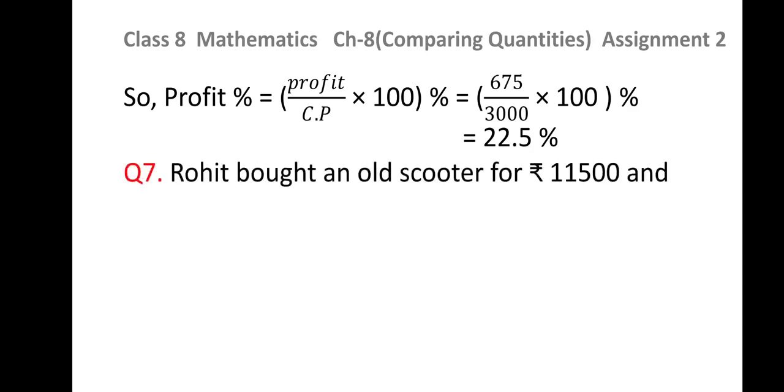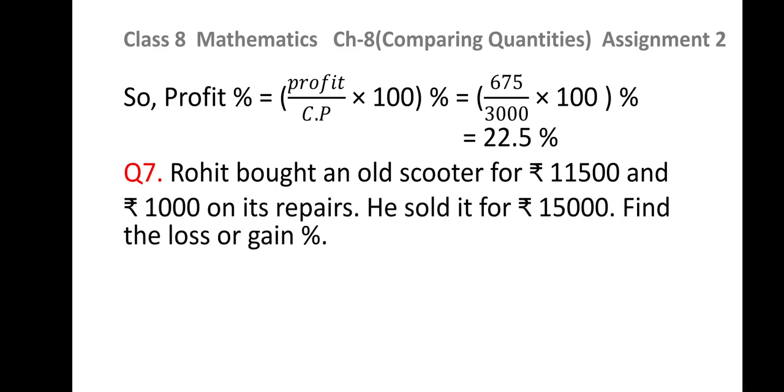Coming to question number 7. Rohit bought an old scooter for rupees 11,500, and he spent rupees 1000 on its repairs. He sold it for rupees 15,000. Find the loss or gain percent. One boy named Rohit has bought an old scooter for rupees 11,500 and he had spent rupees 1000 on its repairs, and he sold it further for rupees 15,000. Find the loss or gain percent.